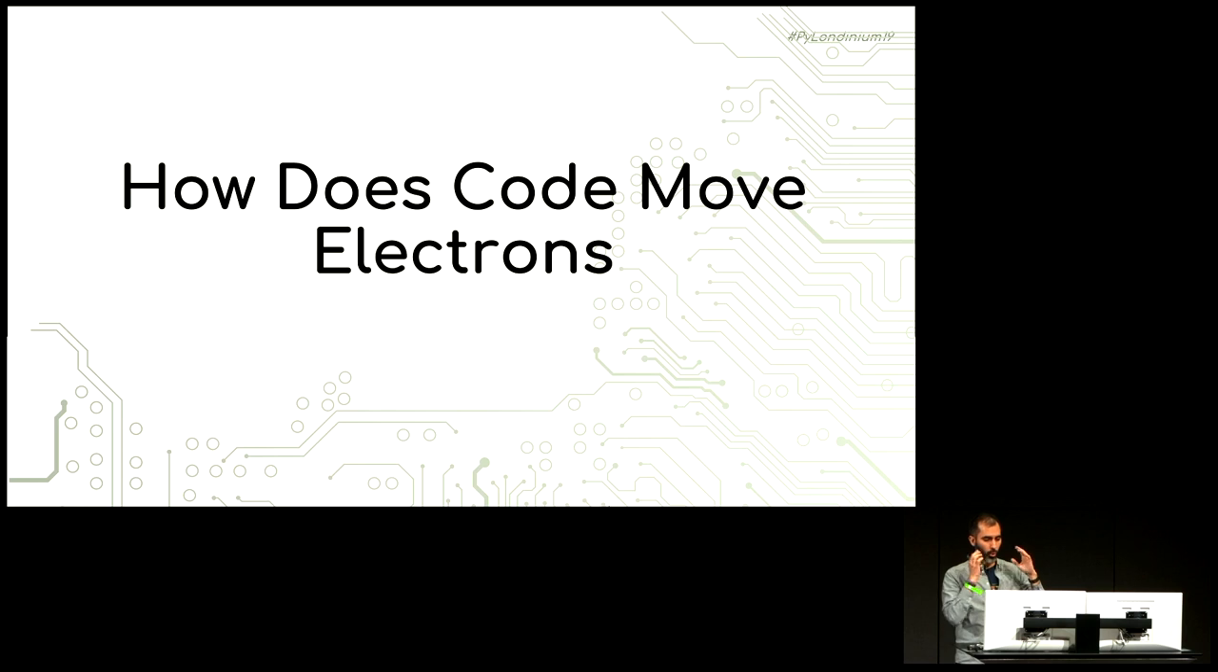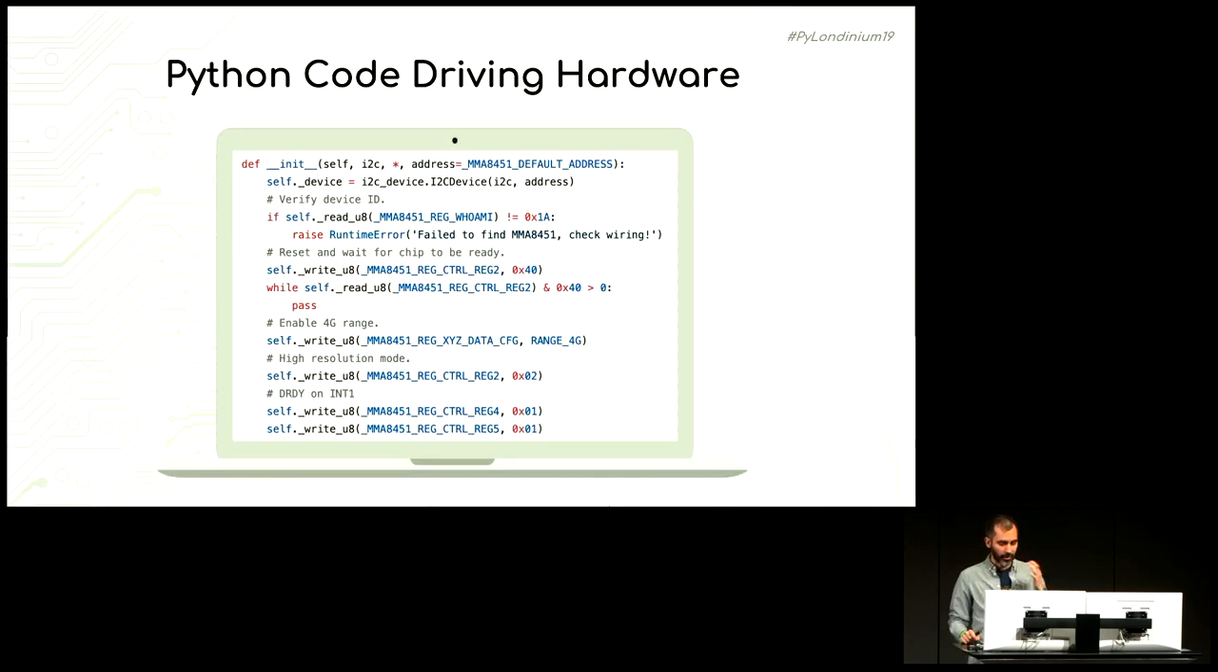Right, cool. So we have our board, we have a module, we've connected some wires, we type some code, and something happens. But how does the code actually make something happen in the real world? Well, let's look at an example. In this case, it's basically just a snippet from a constructor for an accelerometer driver.